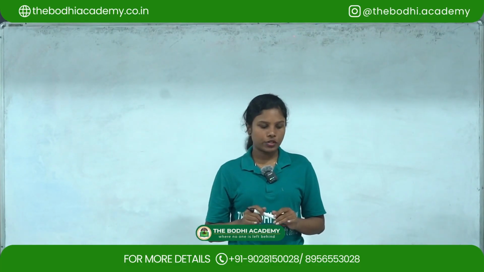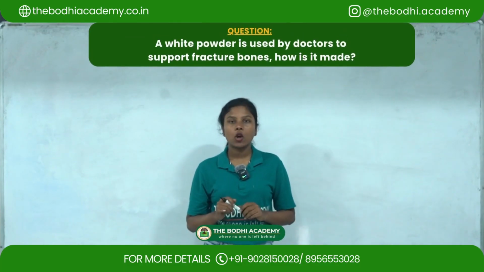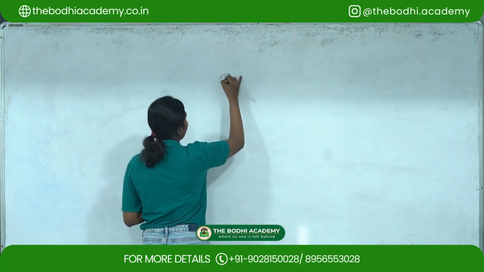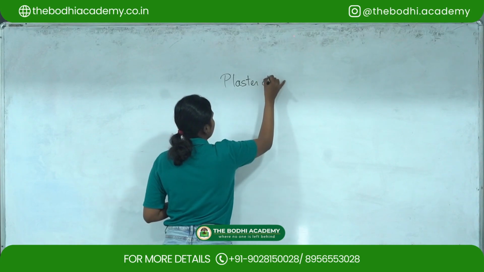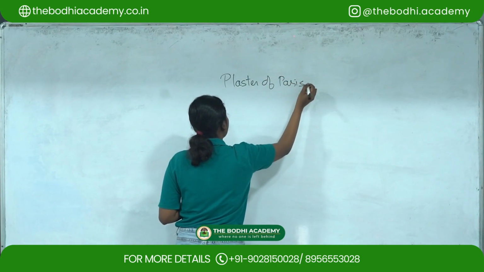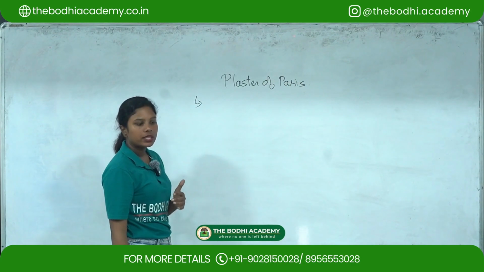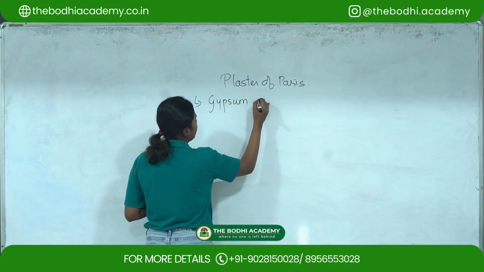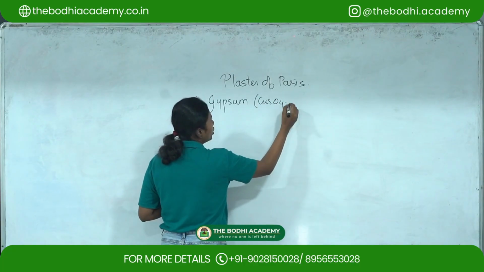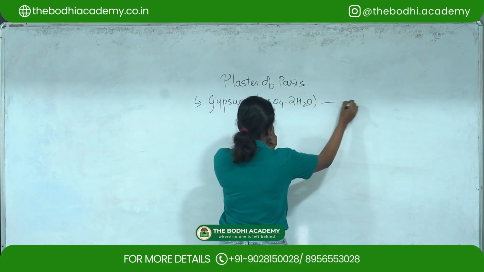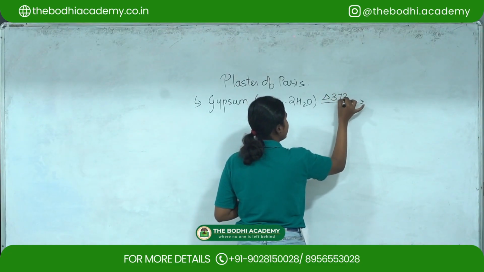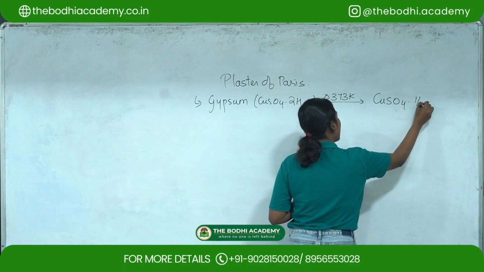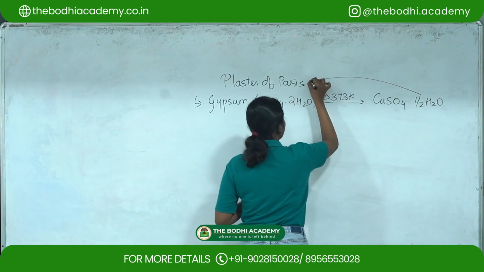Now let's move to the fifth question. A white powder is used by doctors to support fractured bones. This white powder is nothing but plaster of Paris. Under this statement, the first question is, how is it prepared? We have already learned that gypsum, that is CuSO4.2H2O, is heated at 373 Kelvin, and that gives us CuSO4.1/2H2O, that is plaster of Paris.